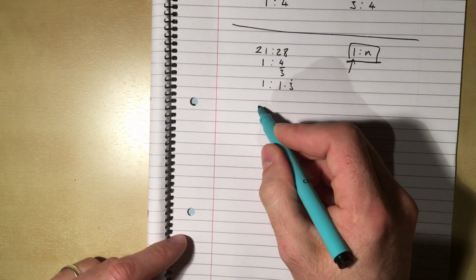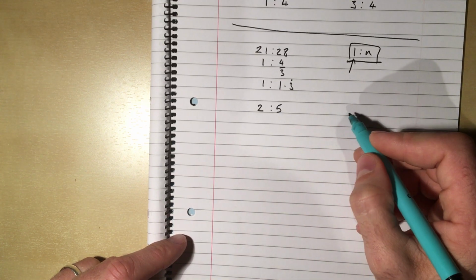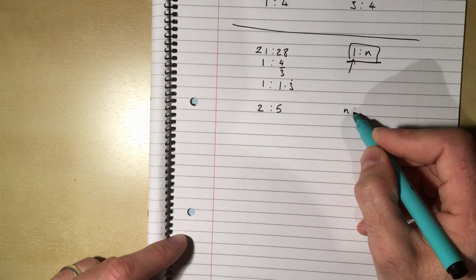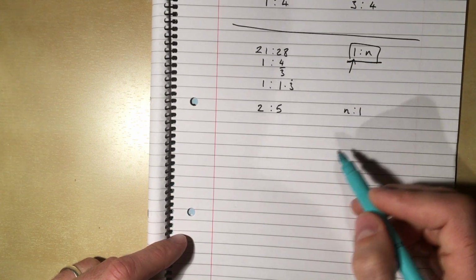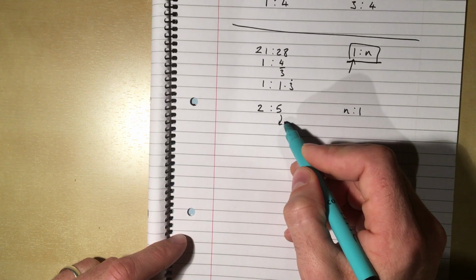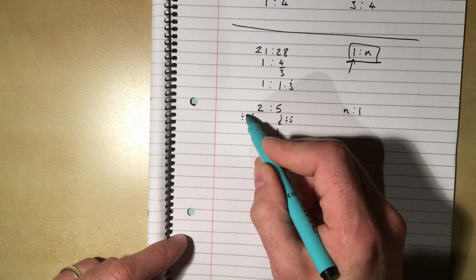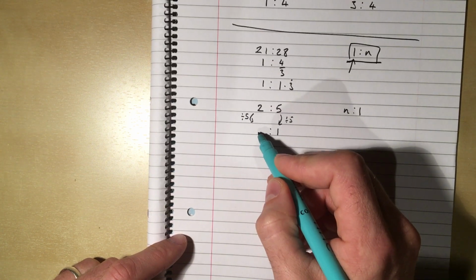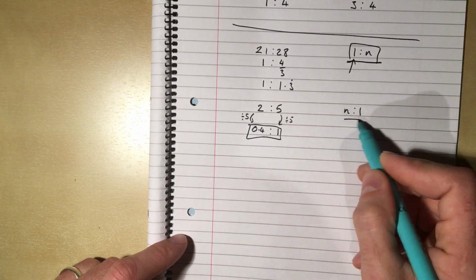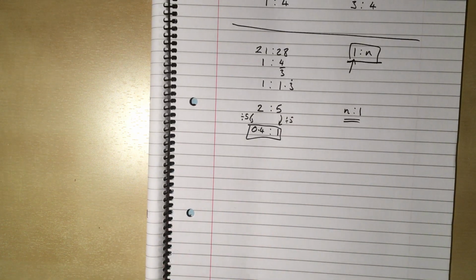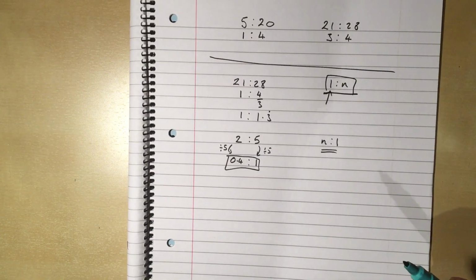So I could have 2 to 5, and the question could say, write that in the ratio n to 1. Okay, so the 1 doesn't have to be on the left-hand side. Usually it is, but the 1 could be on the right-hand side. In this case, I'm going to have to divide by 5 on this side to get the 1. I'm going to have to divide by 5 on this side. So 2 divided by 5 is 2/5, or 0.4. So in the form that we want, 0.4 to 1. Now, those are the two ways of cancelling down ratios.